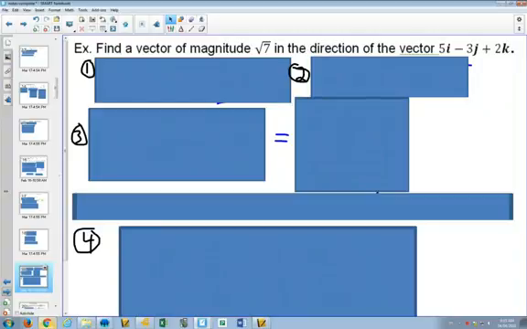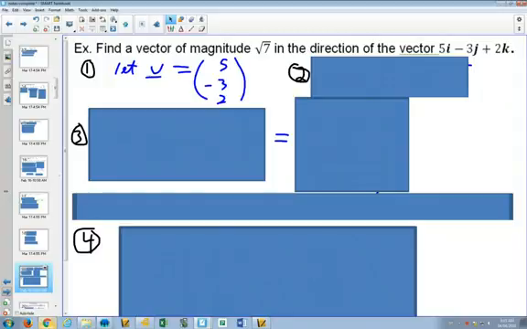So now to imagine this one. We have a vector in 3-dimensional space that goes 5 in the positive x direction, then negative 3 in the y direction, and finally 2 up in the z direction. And so we have a vector in a certain direction. And we want to find another vector that goes in that same direction, but its length is only the square root of 7. So the idea here is we can use our unit vector.